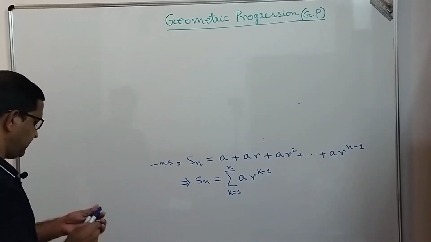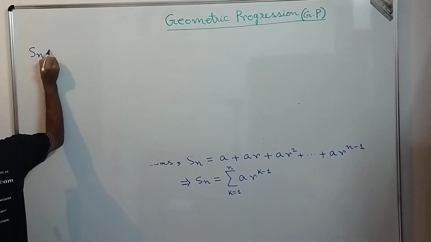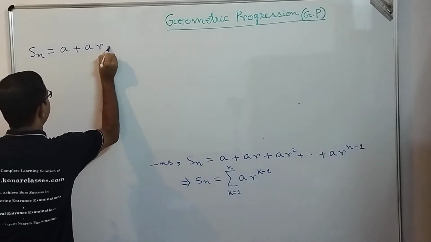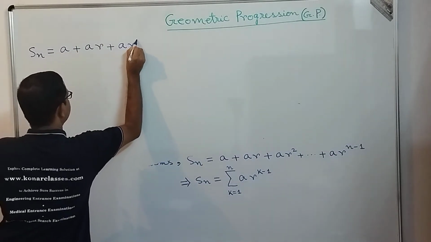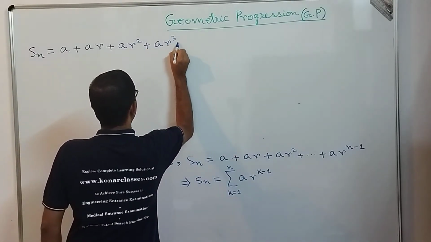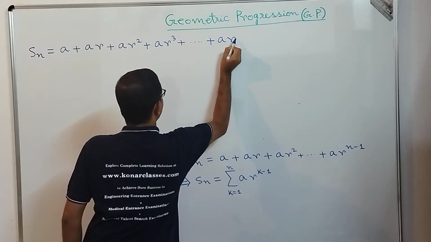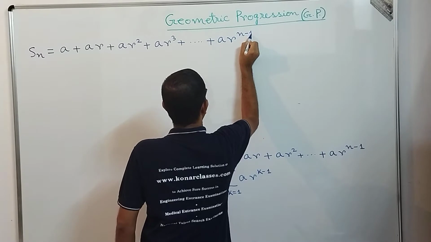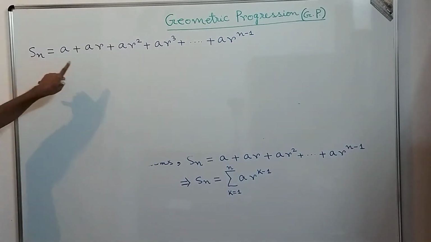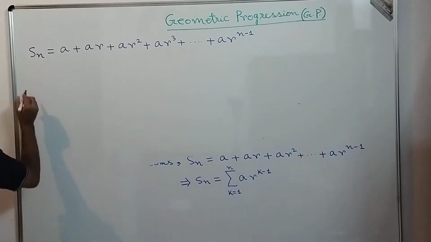So what we see is that Sn is equal to a plus ar plus ar square plus ar cube, in that way up to a into r to the power n minus 1. Okay. Now let us multiply both sides of this equation by r. So then what we get?